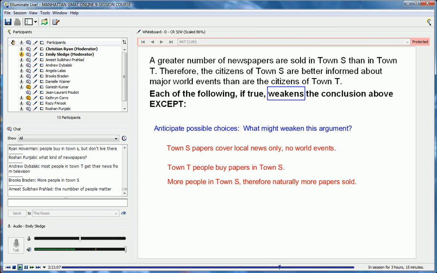All right, I'm interested in this one. Brooks and Amit, you're both talking about the number of people. Amit, why do you assert that the number of people matters? Go ahead and grab the mic. Yeah, I mean, if there are more papers sold in town S, it's not necessary that everybody needs to be better informed there. It's just because it might have more people over there, so that's what I meant. So better informed is kind of misleading there.